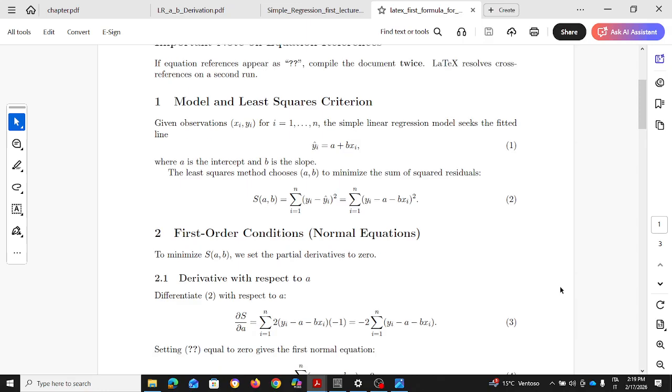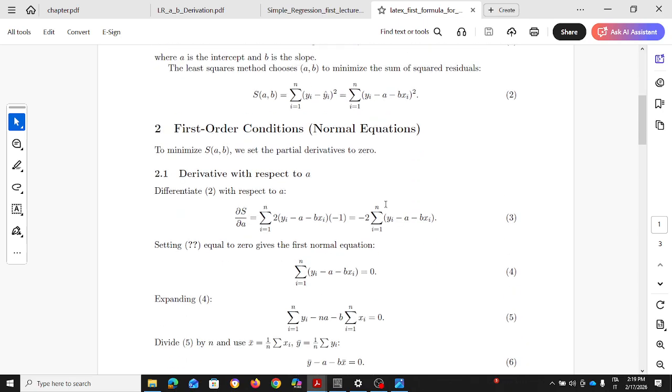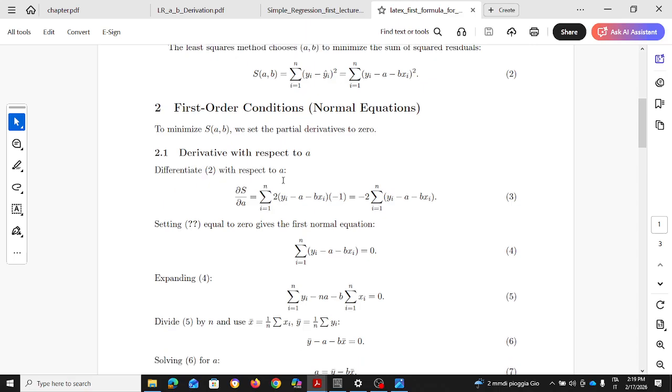Okay, so what we want to do here is to know the value of a and b, and our mean criterion is a function of a and b. Replacing yi hat with its value, we have this. Now let's do first order differentiation with respect to a. We differentiate it with respect to a. By chain rule we get this.